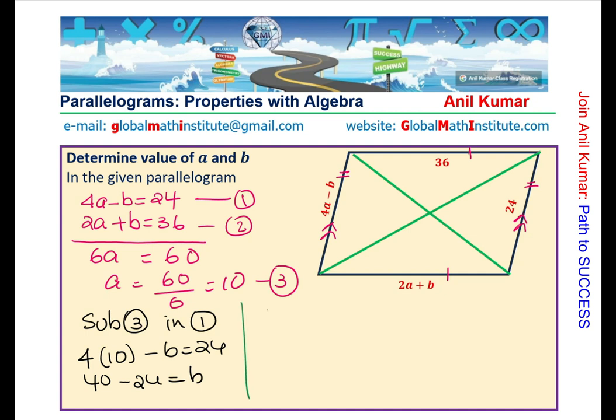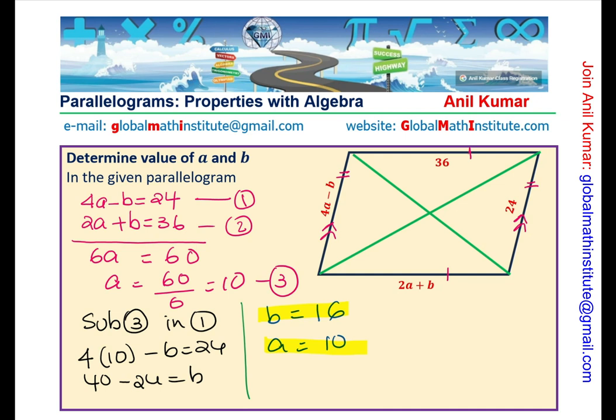Let me rewrite b as equal to 40 minus 24. So we get b equals 16. So now we get the value of b also. So our answer is b is 16 and a is 10, correct? So that becomes the answer for this particular question. See how beautifully we have solved this using algebra.